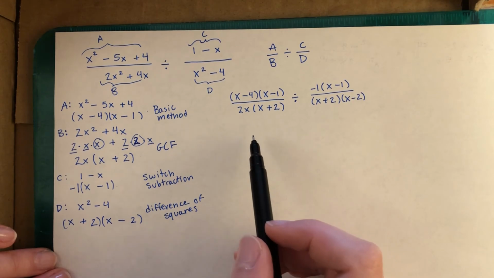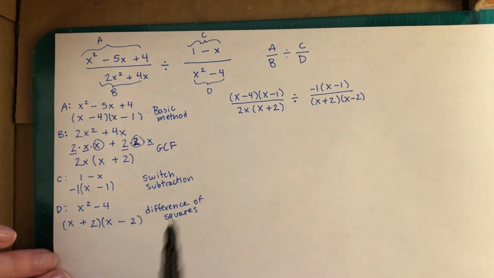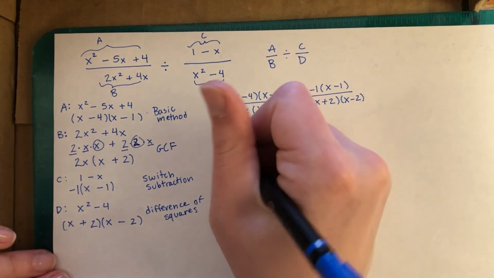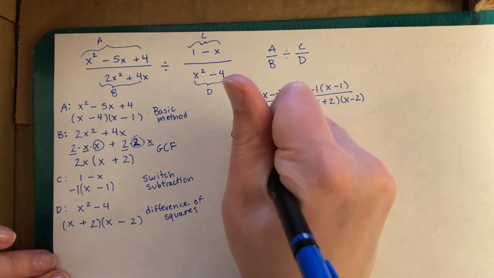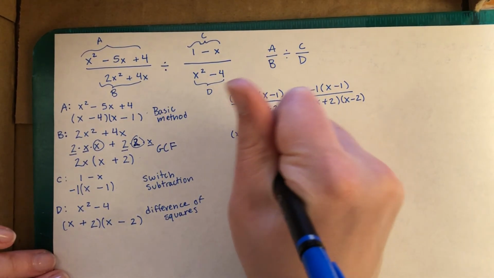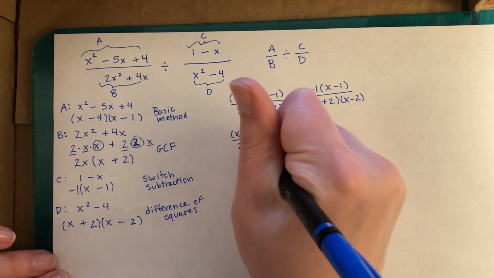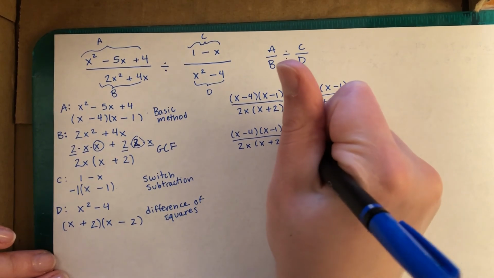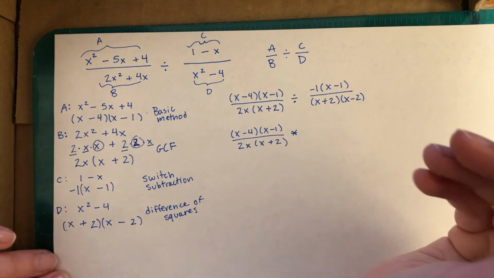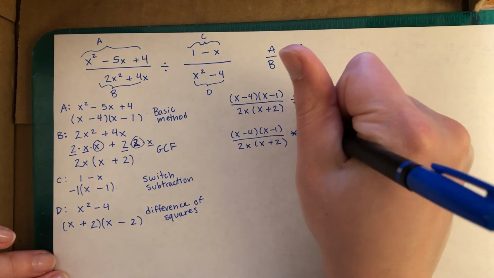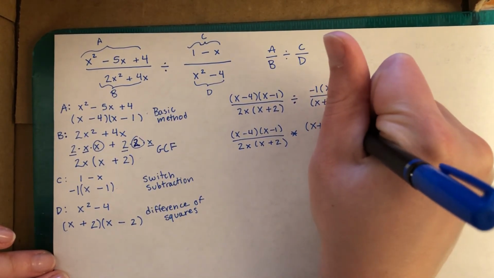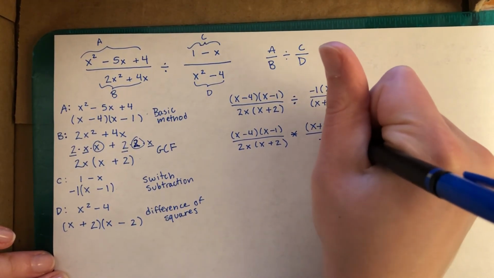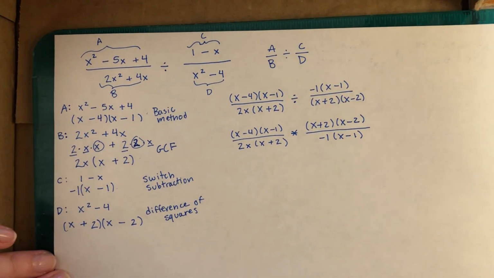Now, the rule for dividing is keep, change, flip. So I'm going to keep this fraction. I'm going to change this division into multiplication, and then I'm going to flip this last fraction. There we go.